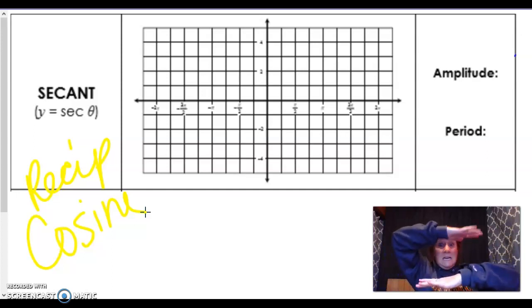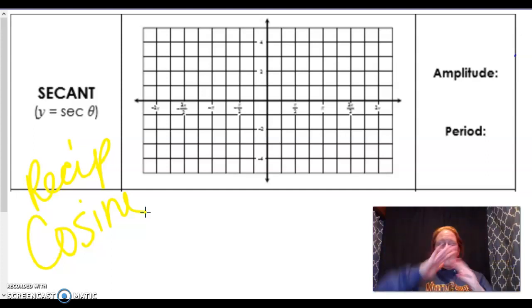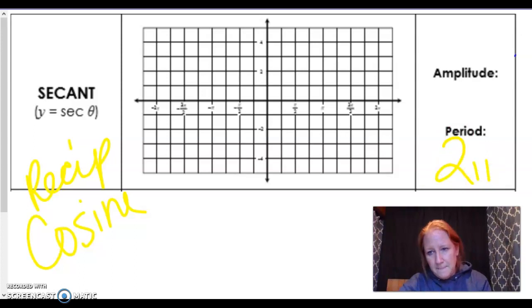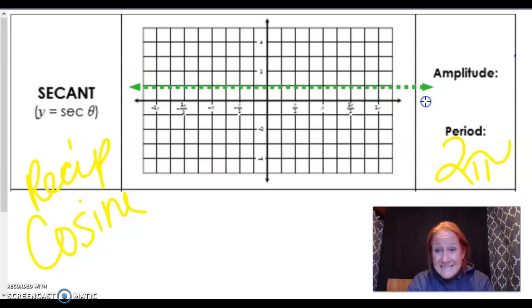Amplitude: it tops out at 1, bottoms out at -1. Period: all the way around the circle, so 2 pi. But we're not going to put in the secant's amplitude or period yet. Well, we'll say the period is 2 pi. Okay, so I'm going to grab some highlighters. I know that the cosine is going to top out at 1, bottom out at -1, and I know it goes from 0 to 2 pi.